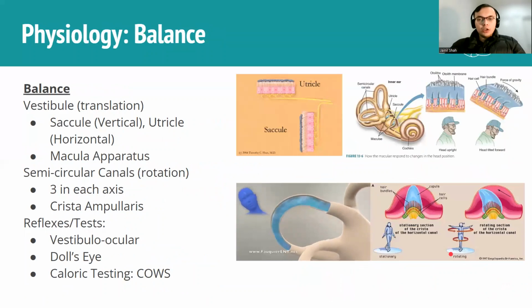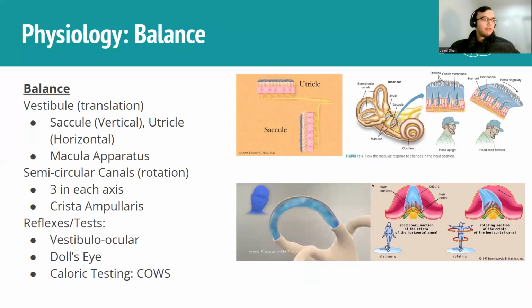And now we come to the physiology of balance. Balance is a bit more complicated because there are quite a few components to it, but essentially it's governed by quite a few parts. The first part is the vestibule, and the second part is the semicircular canals.